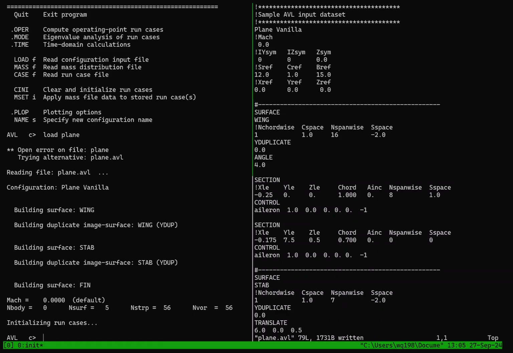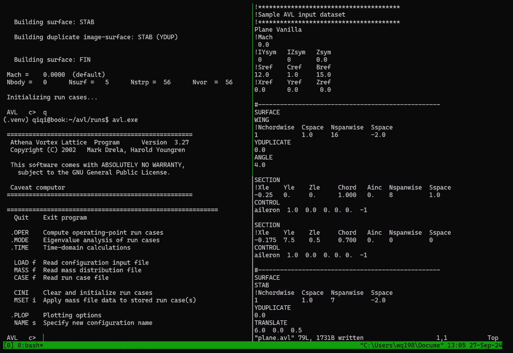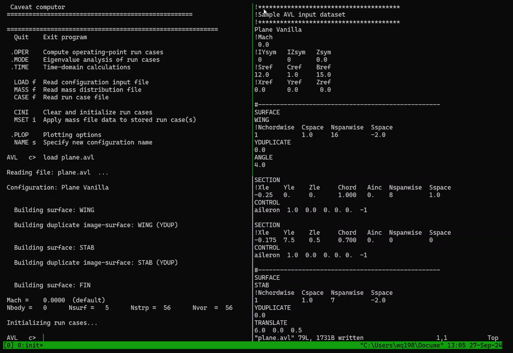So if you launch AVL in the correct ROMs folder and type load plane, one second. Looks like I didn't open in the right folder. Oh yeah, I did. If you load plane.avl, you should get things loaded. It's called the plane vanilla. It has a wing, a stab, and a fin. Three aerodynamic surfaces.